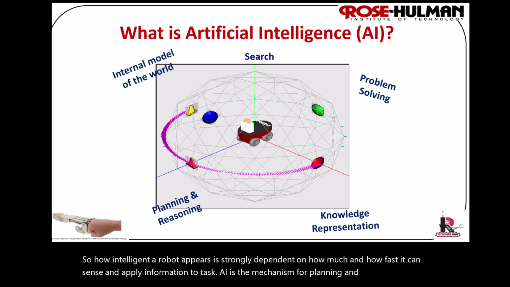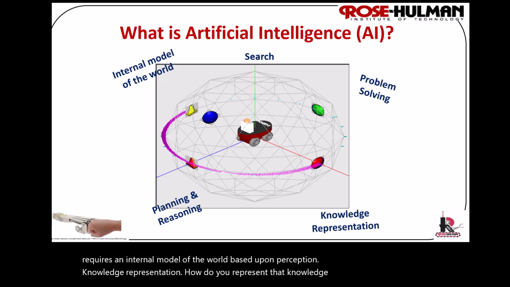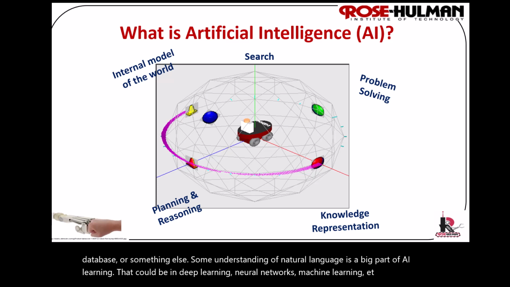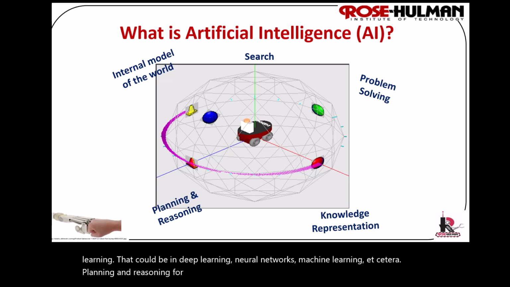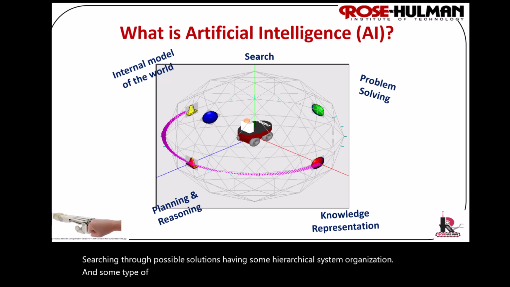So it requires an internal model of the world based upon perception. Knowledge representation, how do you represent that knowledge? That could be a map, a database, or something else. Some understanding of natural language is a big part of AI. Learning, that could be in deep learning, neural networks, machine learning, etc. Planning and reasoning for problem solving. Inference, being able to infer from information that's presented to it. Searching through possible solutions, having some hierarchical system organization, and some type of sequential program execution.